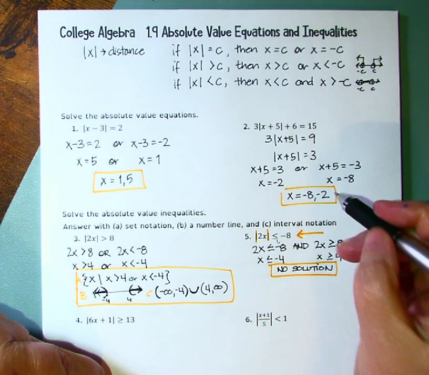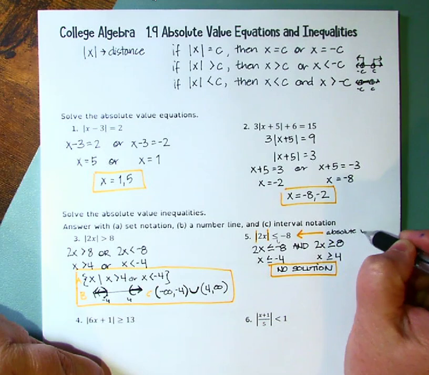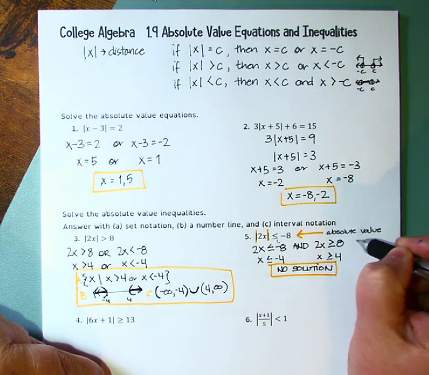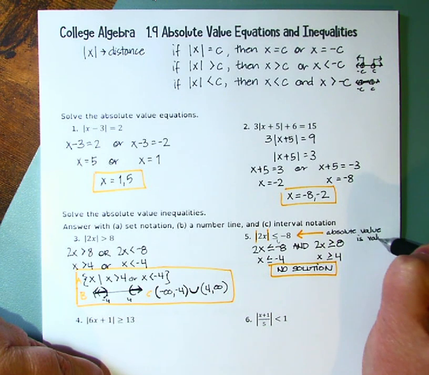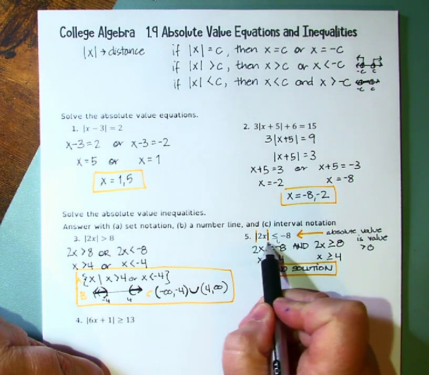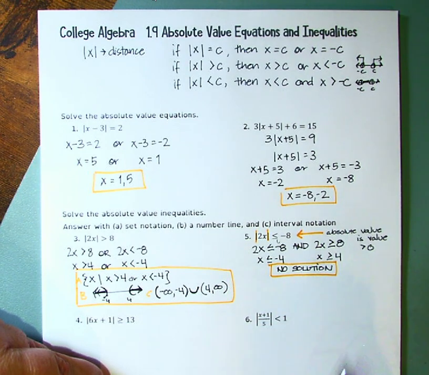We know that absolute value is always positive. The default for an absolute value is a value greater than 0. So I can't have an absolute value that's less than negative 8. And that's why this gives me a no solution.